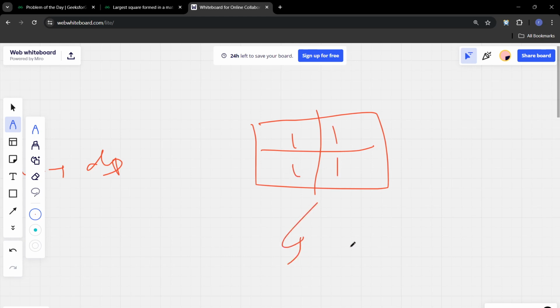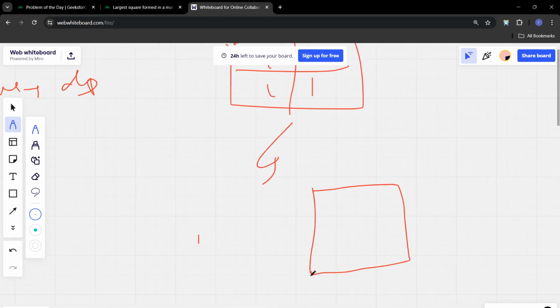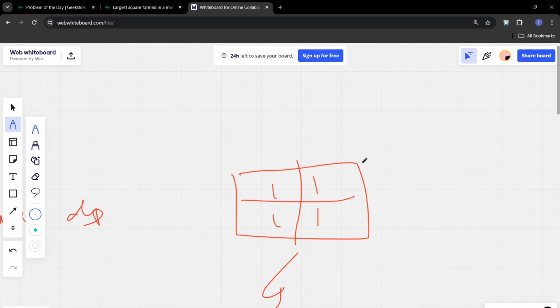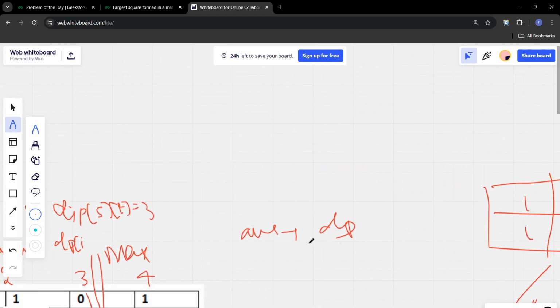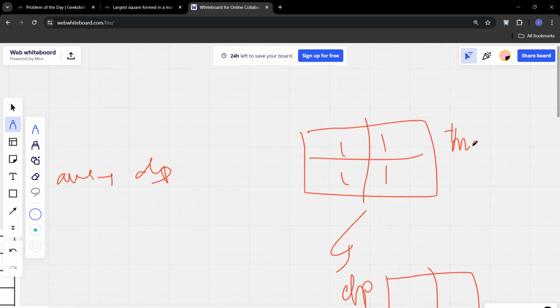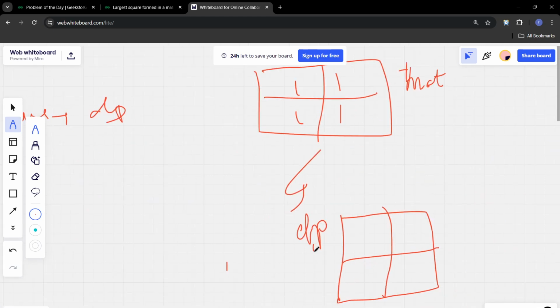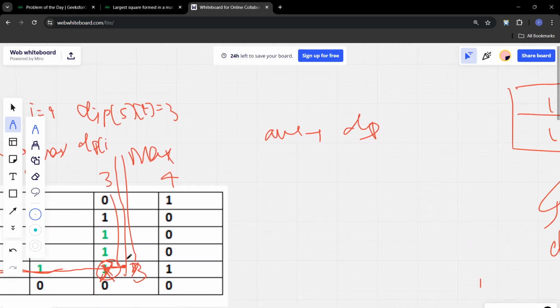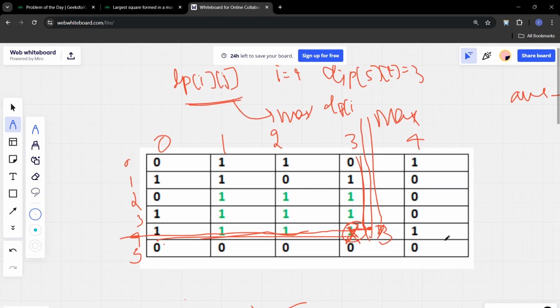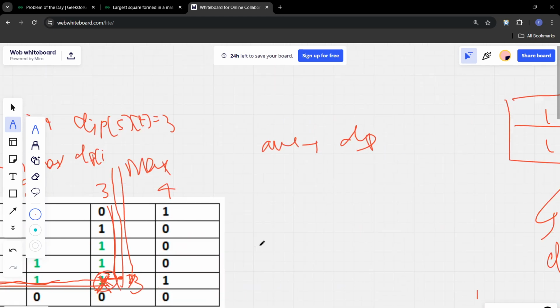Here is a normal 2D table. Now, the DP table for it. The normal table means just a normal matrix like this. This is a matrix here. Now this is a DP table. DP table means what? Till this index, the maximum square possible, including this index.